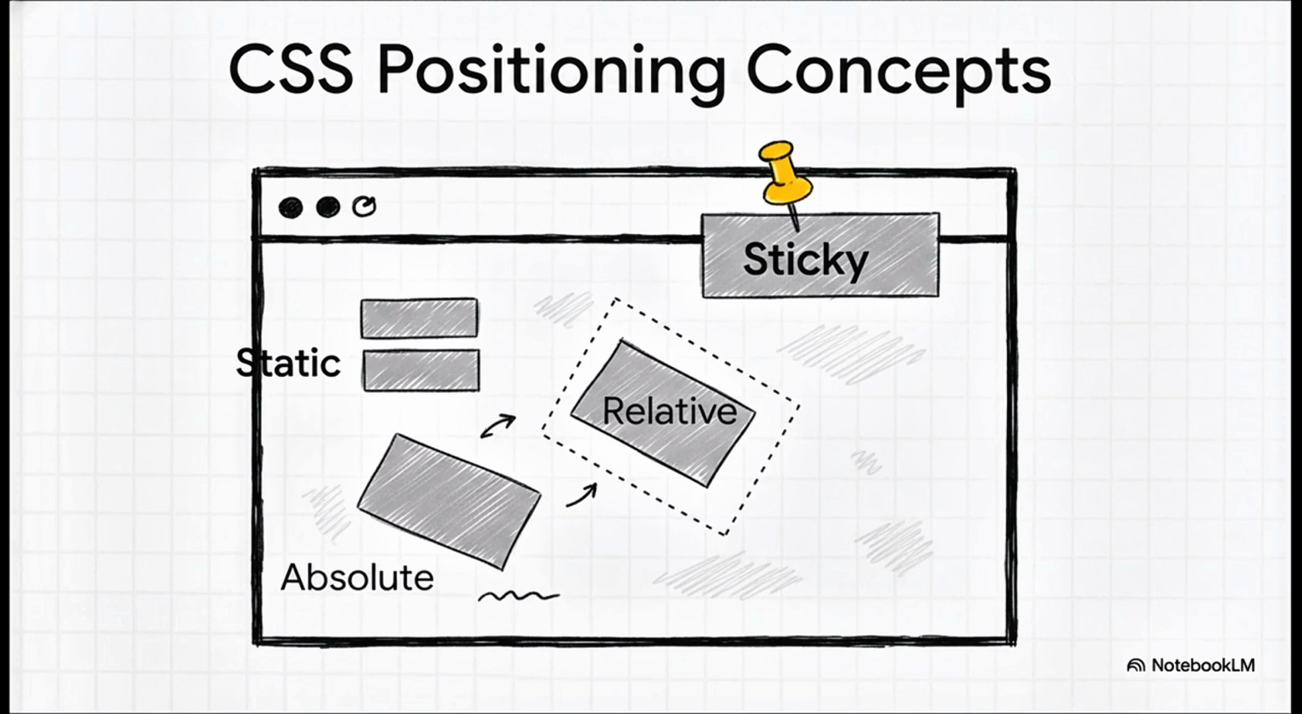CSS gives us incredible power over element placement. By default, elements are static and just follow the normal document flow. But we can totally change the rules. You can use relative positioning to just nudge an element away from its normal spot, or absolute positioning, which rips an element completely out of the normal flow so you can place it exactly where you want. And then there's sticky positioning, which beautifully locks a navigation bar to the top of the screen at the exact moment a user scrolls down to it.